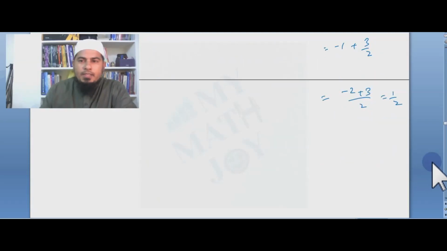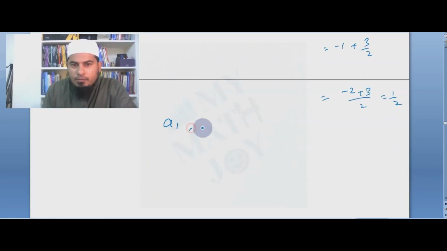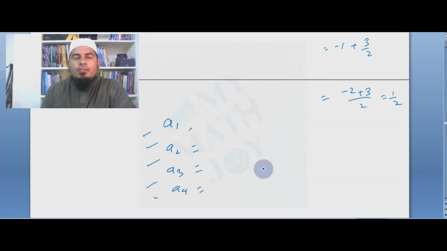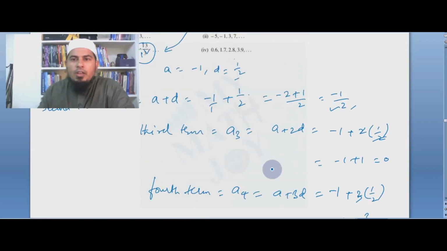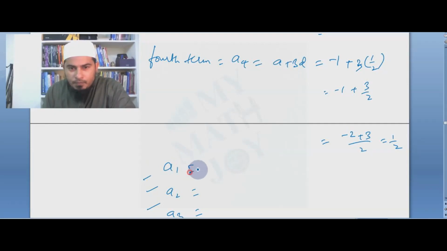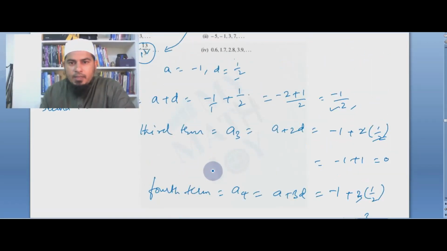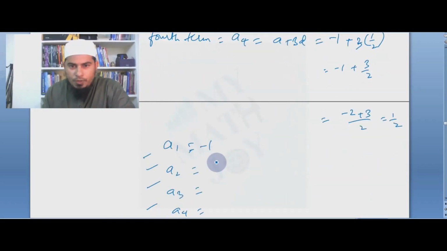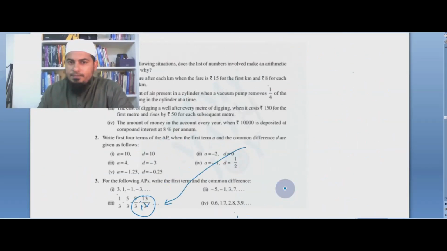Now you have the A1 value, A2 value, A3 value, and A4 value. We were told to calculate the first 4 terms. We calculated them, and you write them in sequence, that's all. The first term is -1, the second term is -1/2, then you got 0, then you got 1/2. Hence these are the first 4 terms of the AP.